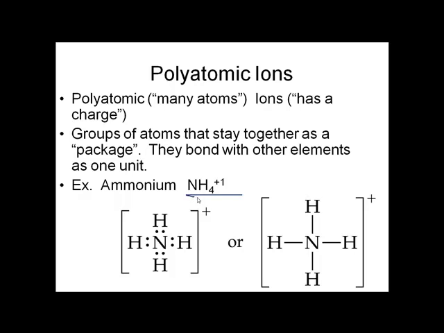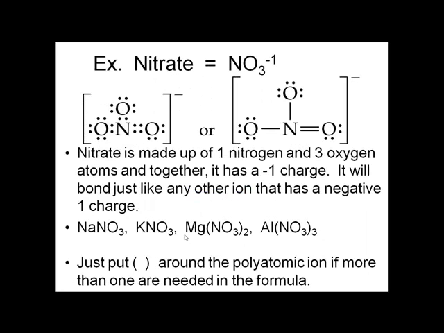So like here, NH4 with a +1 charge is the ammonium ion. One nitrogen bonded to 4 hydrogens, and it's lost an electron along the way, so it has a +1 charge. Nitrate is the NO3 ion with a -1 charge. Again, it must have gained an electron from somebody. It's always 1 nitrogen and 3 oxygens, always has a -1 charge, always called nitrate.